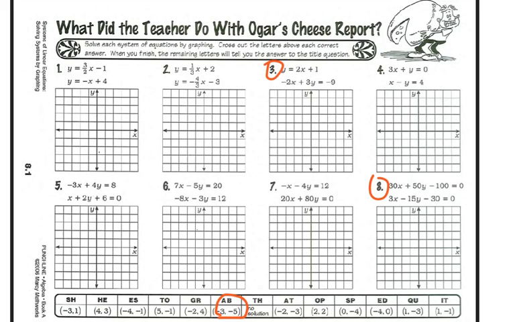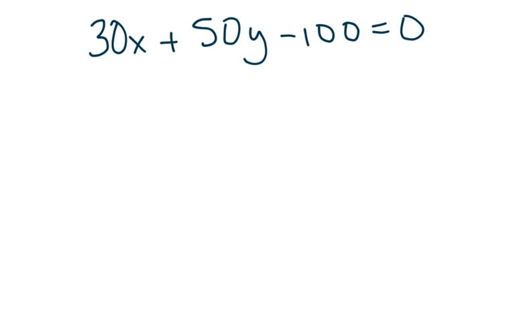Alright, let's go ahead and try number 8. I'm not sure, but we might have to change our scale on our grid. So let's see what happens. Alright, let's write this in slope-intercept form. So the first thing that I'm going to do is add 100 and move the 100 over.